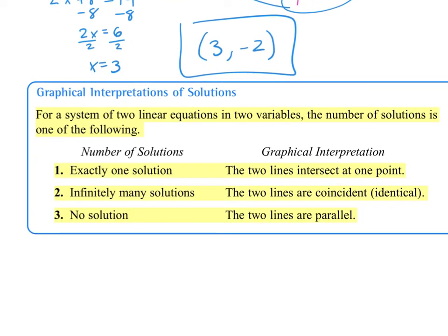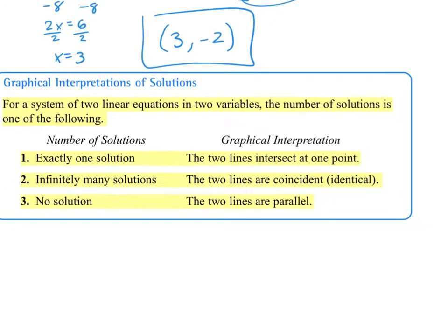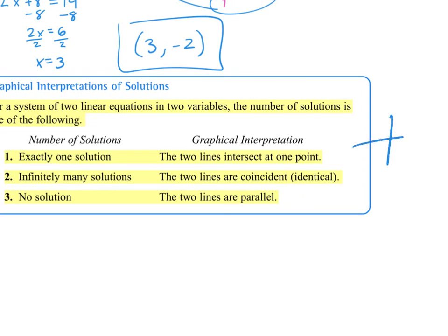Okay, so for our graphs of systems of equations, if we have one solution, our two lines intersect at one point. So our two lines for our equations intersect here. Whatever that point is, that's our answer. If those two lines overlap completely, so two lines right on top of each other, then we have infinitely many solutions. And if the two lines are parallel, that means they'll never touch, then we have no solutions.